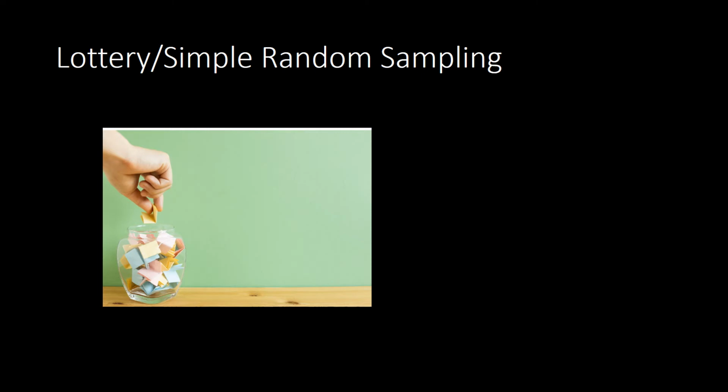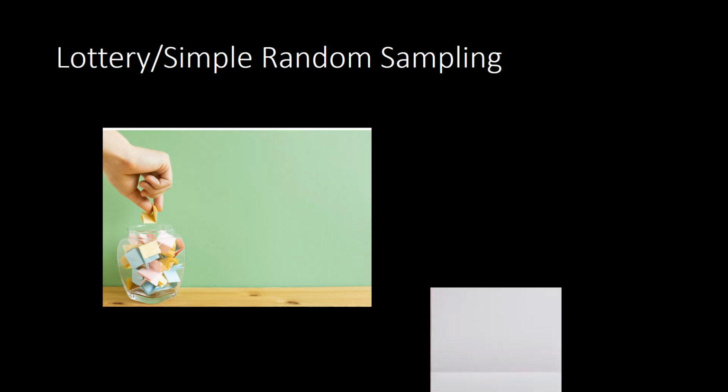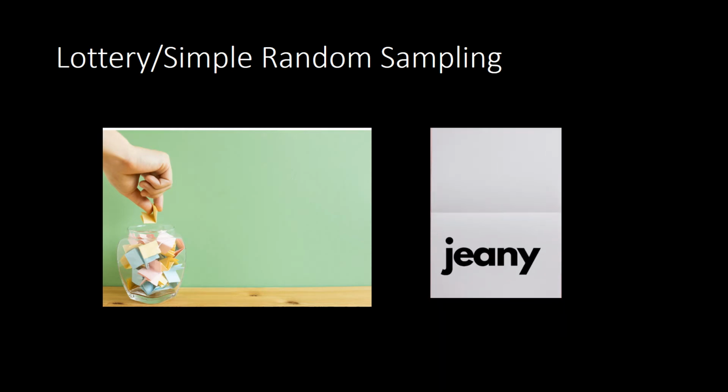Let's say, for example, I've drawn from that container and I've drawn Jenny as the name. So Jenny now becomes part of the sample, until you're done with the entire sample size. So that is again lottery or simple random sampling.